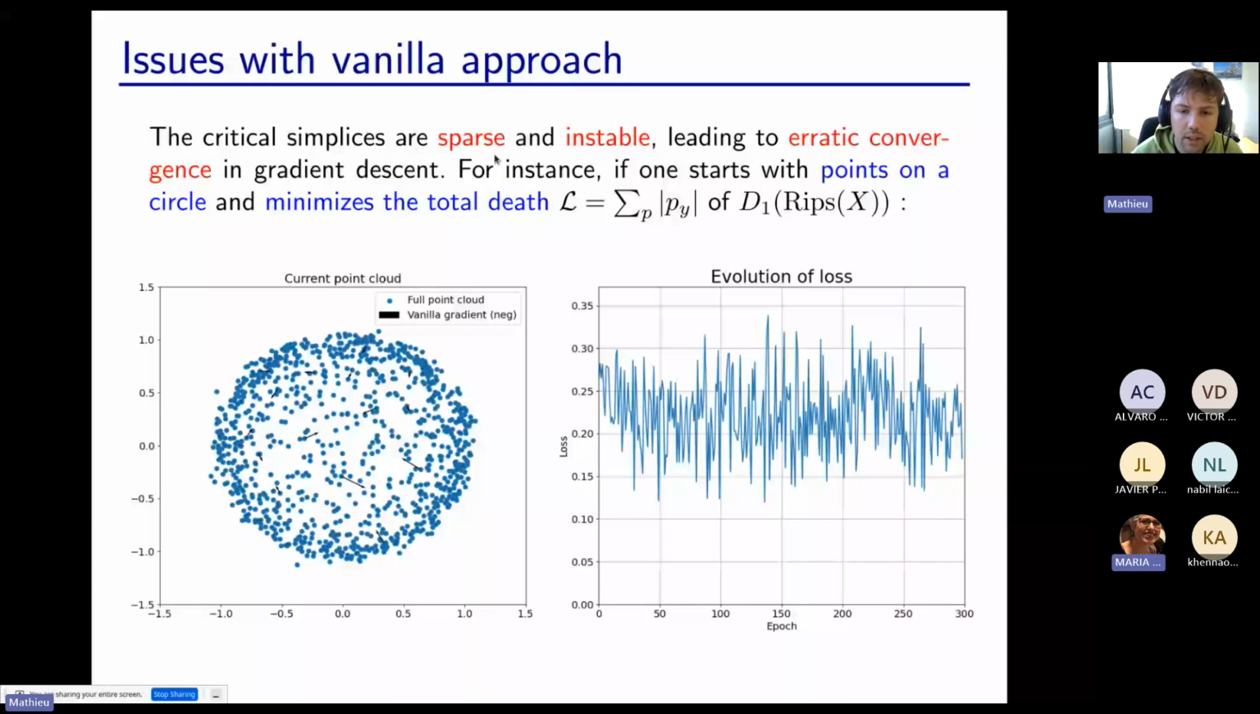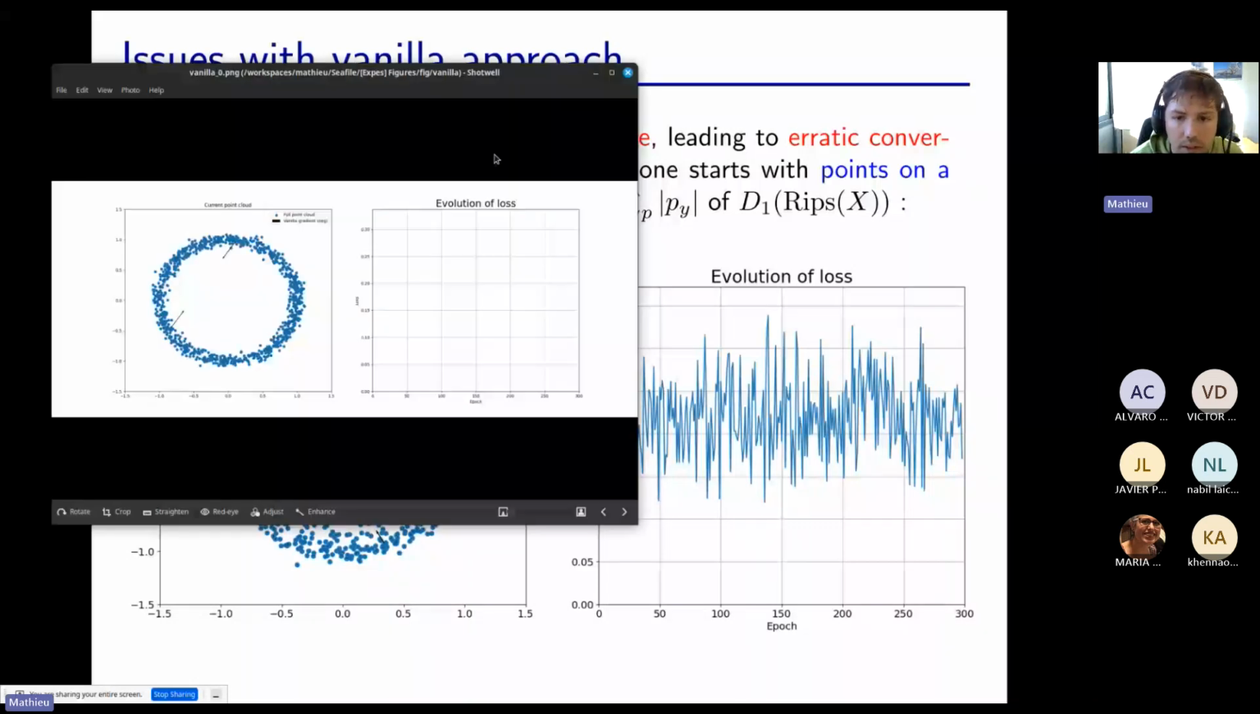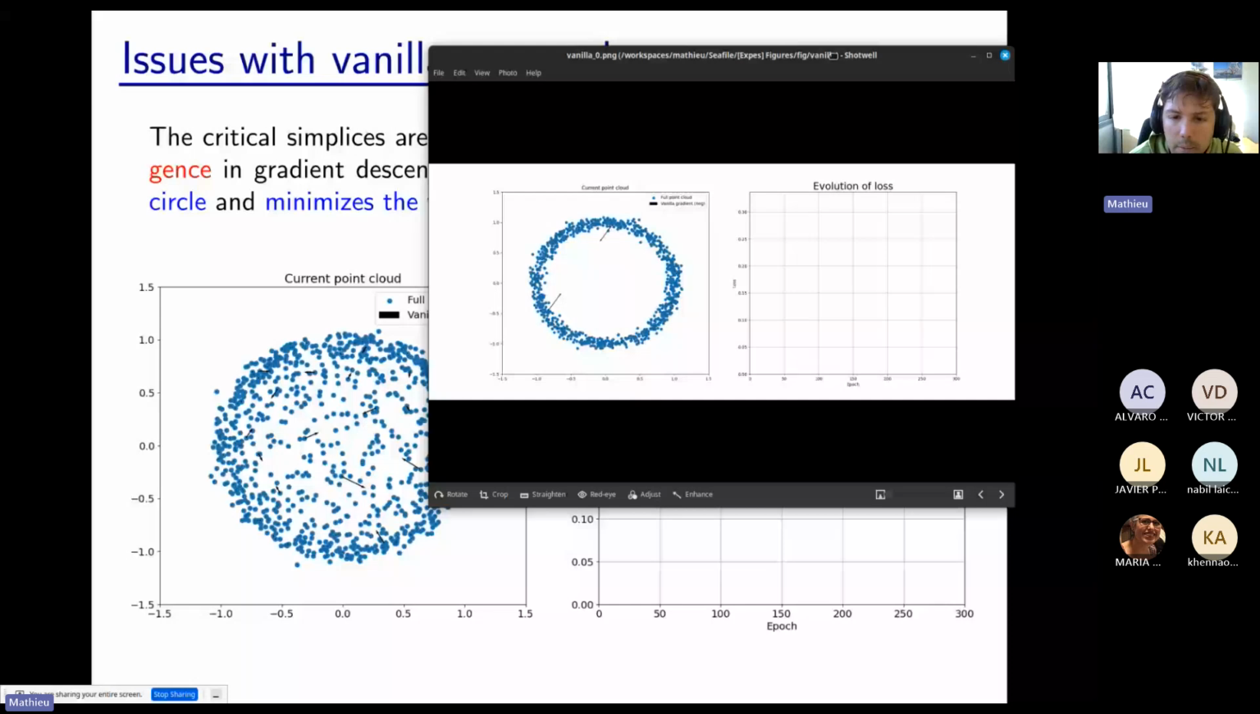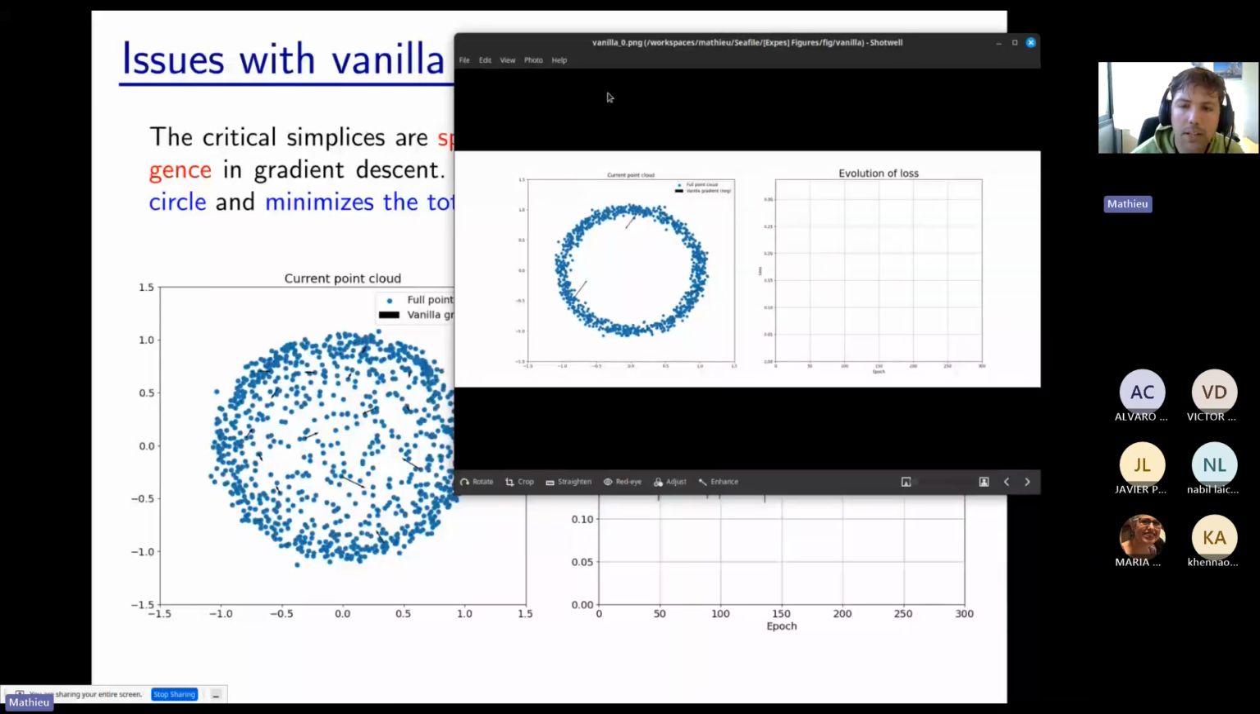This is something that I can show also with this little animation. So this is my initial point cloud, and as I optimize it, you can tell that the arrows go everywhere, at very different places at every iteration, and because of that, gradient descent is super slow, and very, very erratic.